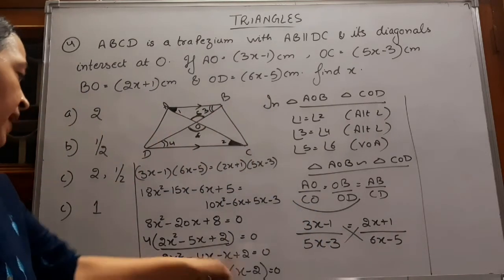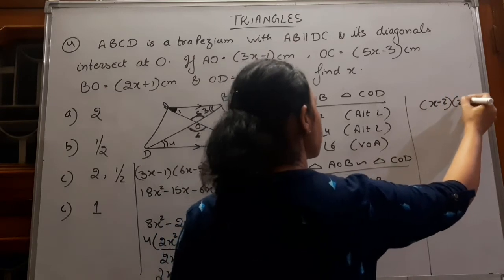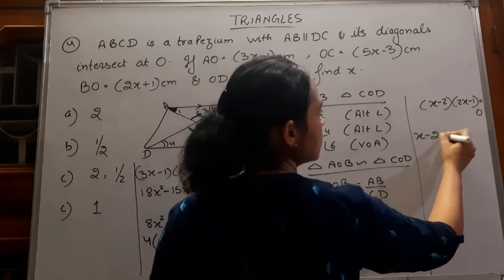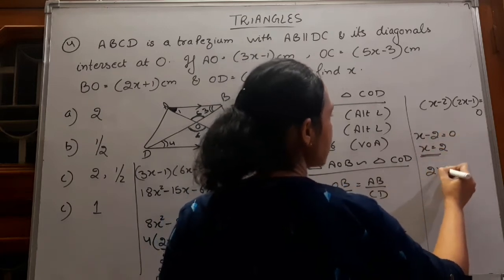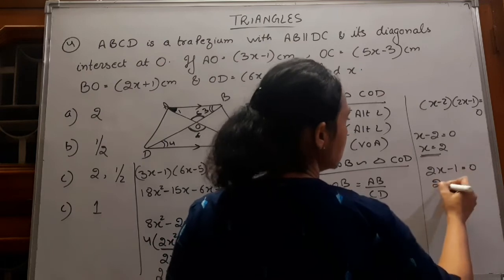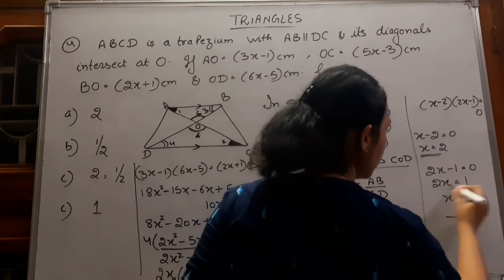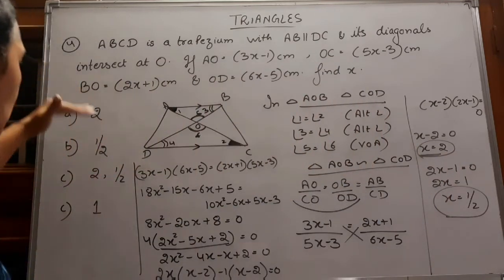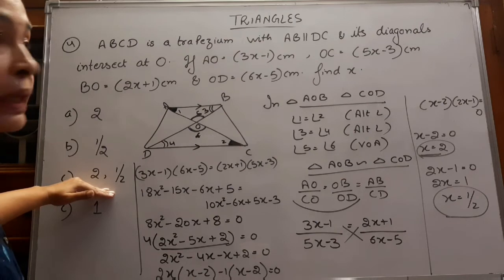We have factors x minus 2 and 2x minus 1. Setting each to 0: if x minus 2 equals 0, x equals 2. And if 2x minus 1 equals 0, 2x equals 1 and x equals 1 by 2. So we have two values of x, 2 and 1 by 2. So option C must be the correct option, but this is not the case.